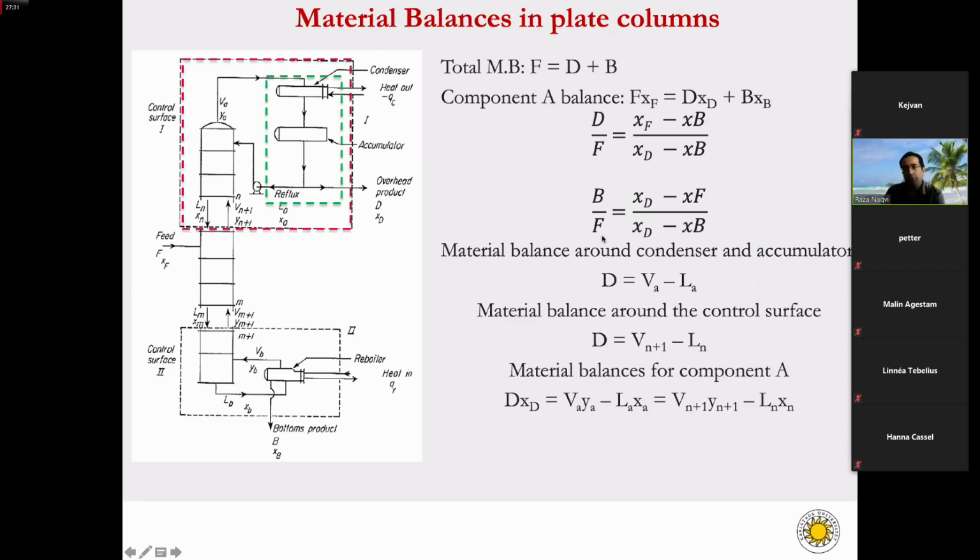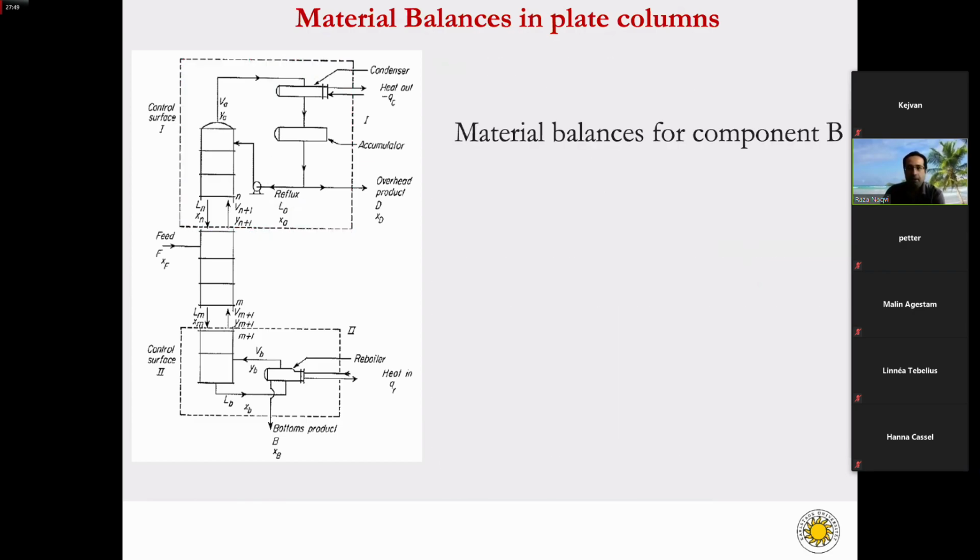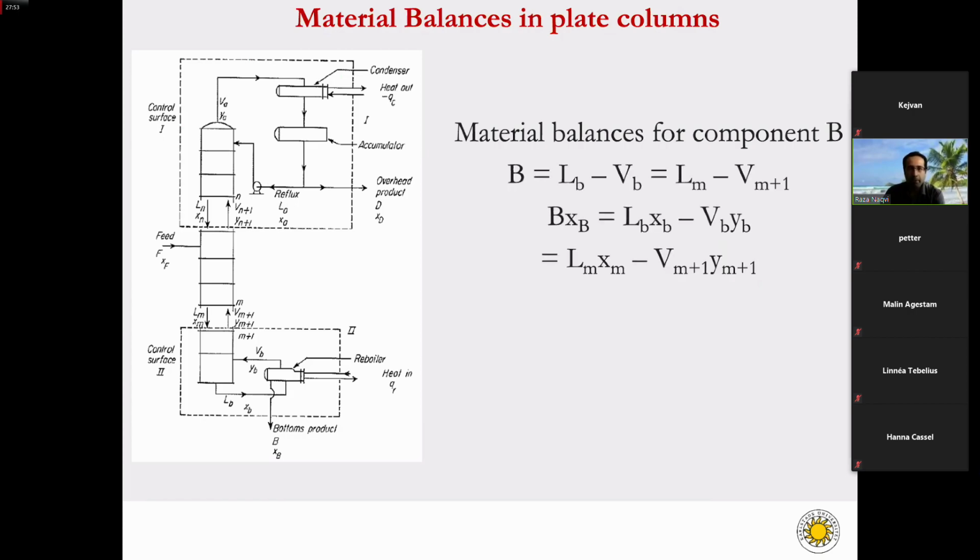So D over F or B over F gives us information about how much distillate you are recovering with respect to the feed, and how much bottom product you are recovering with respect to the feed. So you can perform a material balance for any component A, and similarly you can also perform a material balance for component B.